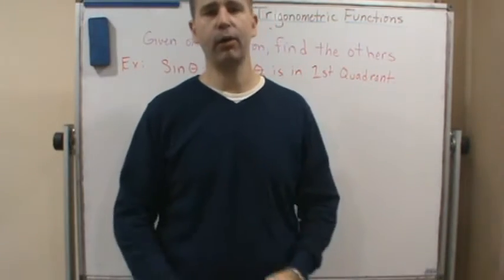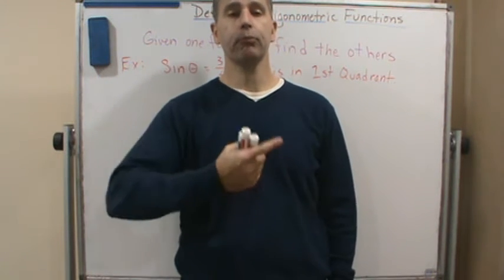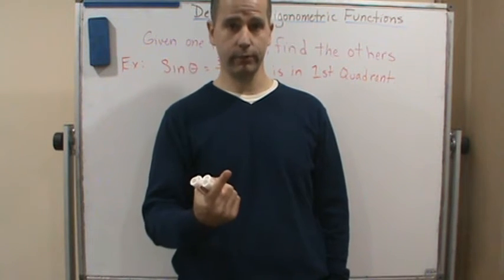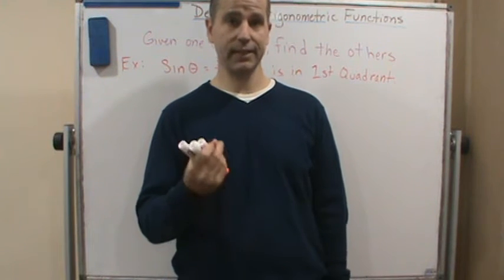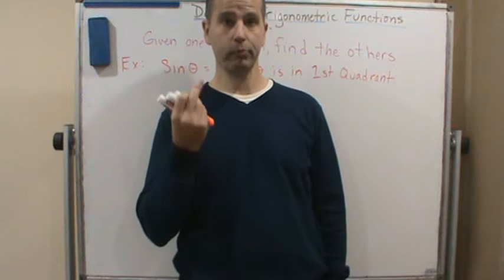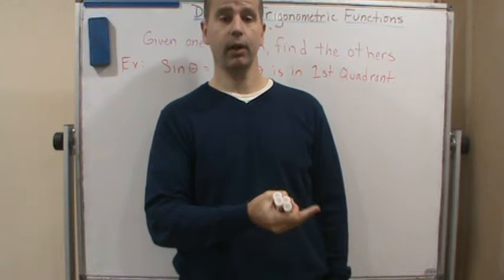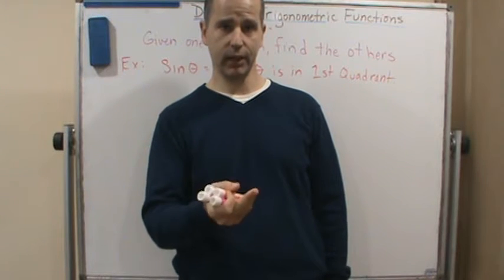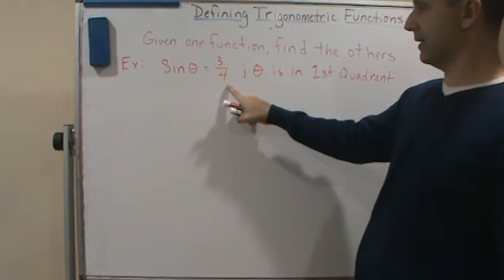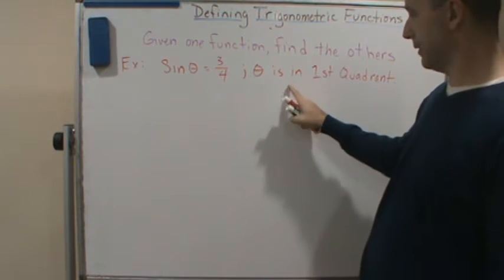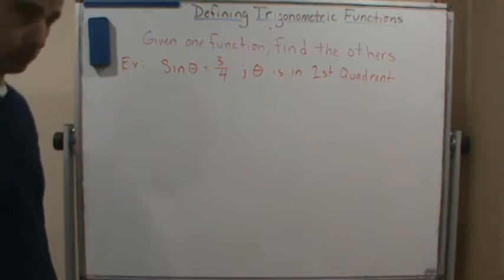Okay, so welcome back. Now, in this example, we're going to take the situation that we're given the value of a trig function, and we want to find the other 5 trig functions given that trig function, and the fact that we are also given what quadrant the angle is in. So in this case, we're given that the sine of theta is equal to 3/4, and theta is in the first quadrant.